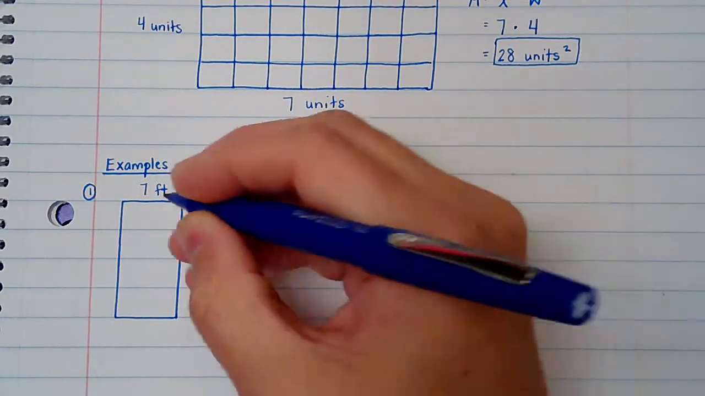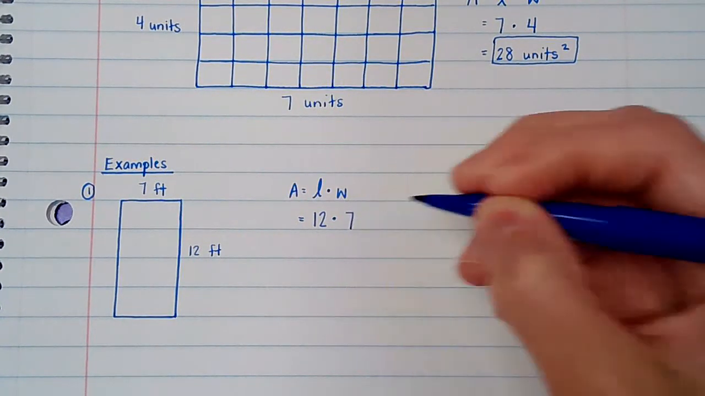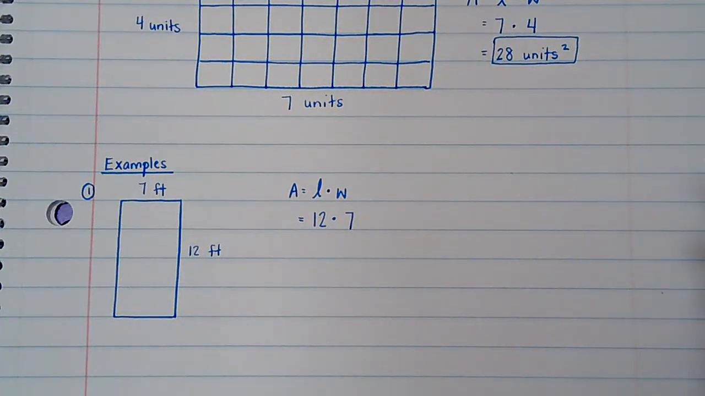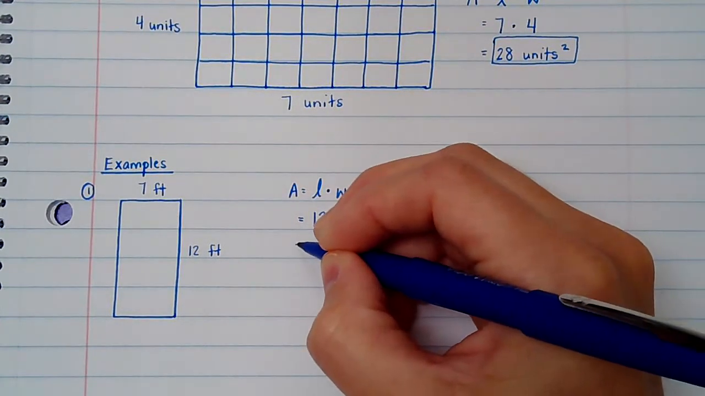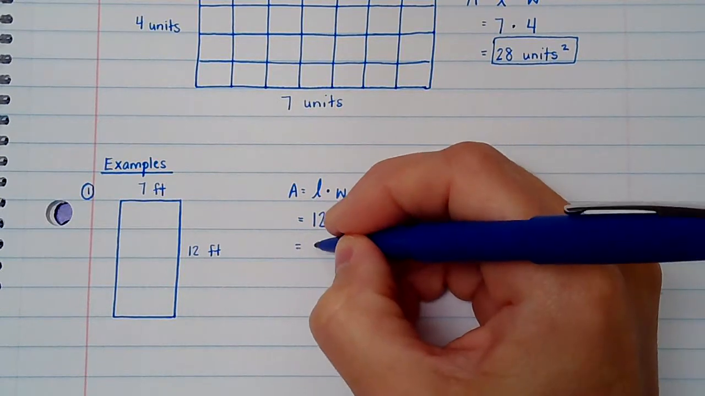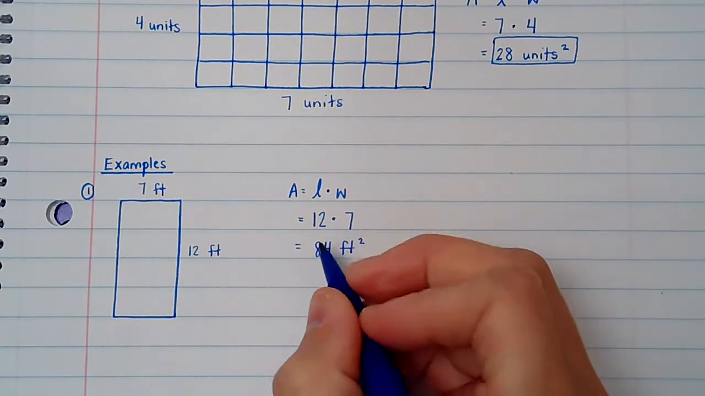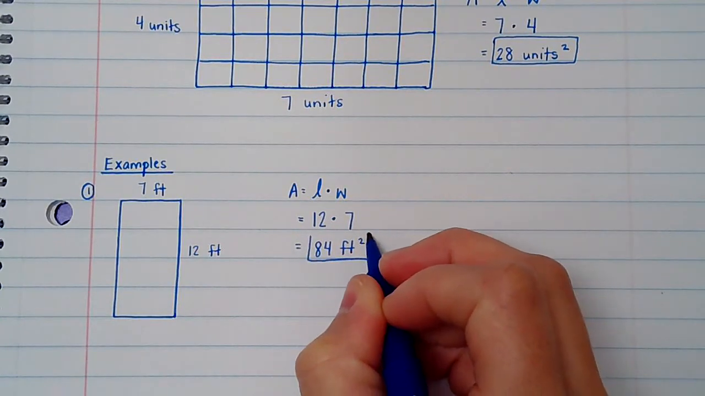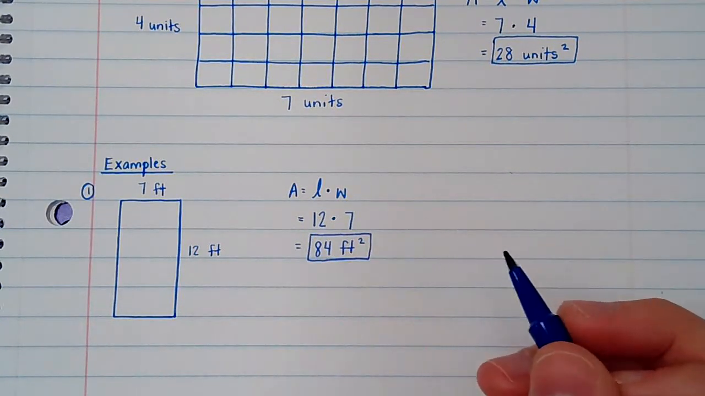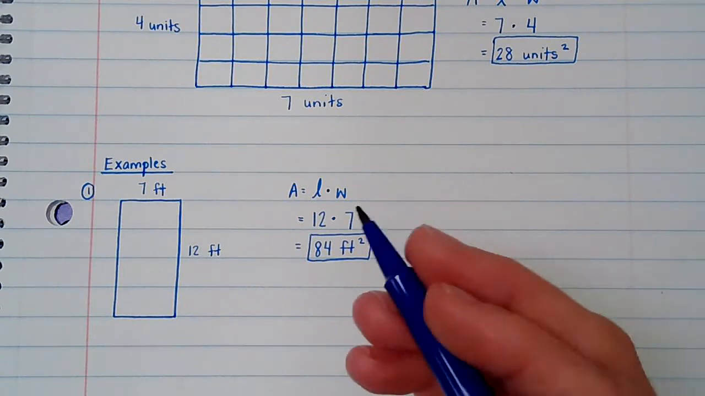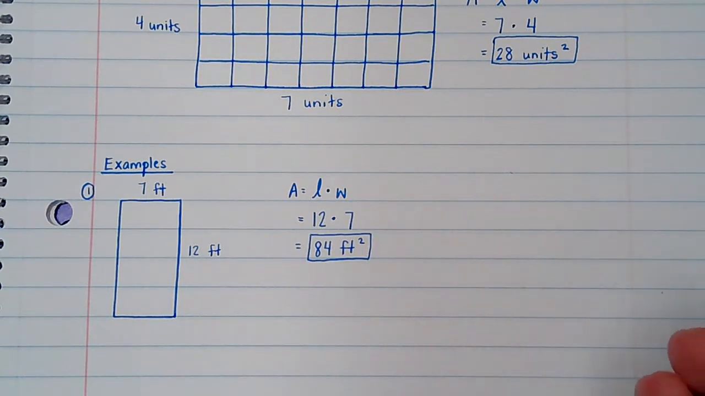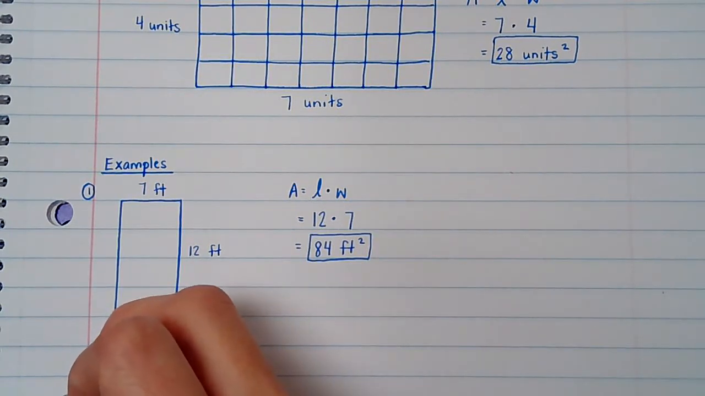All right. And then times my width, which is 7. And then you just multiply those two out. 12 times 7 gives me 84 feet squared. And that would be your answer. So every time when you do area of squares and rectangles, you're just multiplying the two numbers they give you. Okay, let's try another one.